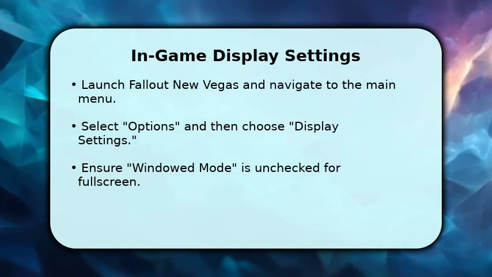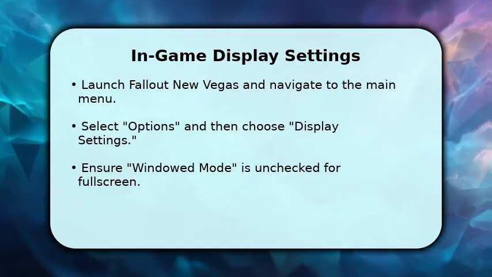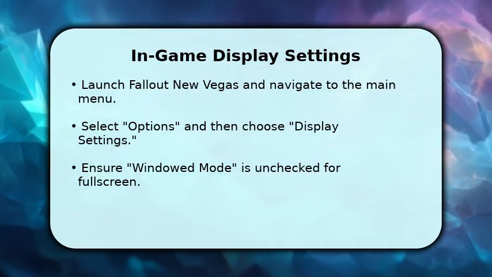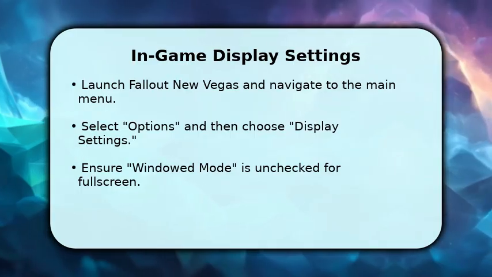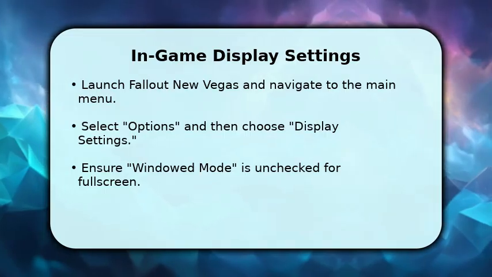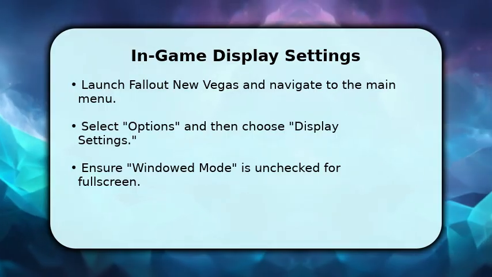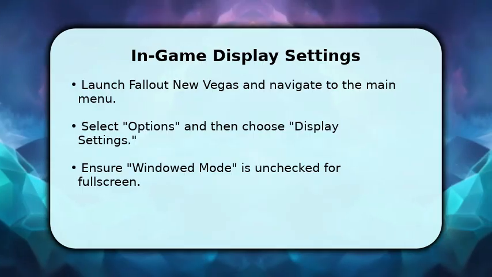First, launch Fallout New Vegas and head straight to the main menu. From there, you'll want to select Options and then proceed to Display Settings. Within this menu, locate the Windowed Mode option and make sure it is unchecked. This is a critical step to prevent the game from launching in a small window. Also, set your resolution to match your monitor's native display for the best visual quality and a seamless full-screen transition.